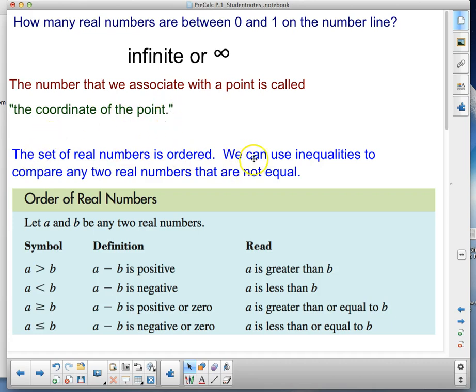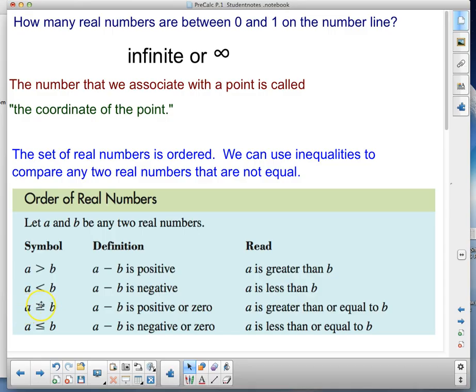A set of real numbers is ordered. We can use inequalities to compare any two real numbers that are not equal. So we have the order of real numbers, let A and B be any two real numbers. We've got a symbol, A is greater than B. Well, when I subtract B from A, I get a positive value. This is known as A is greater than B. If A is less than B and I subtract B from A, I get a negative value. A is less than B.